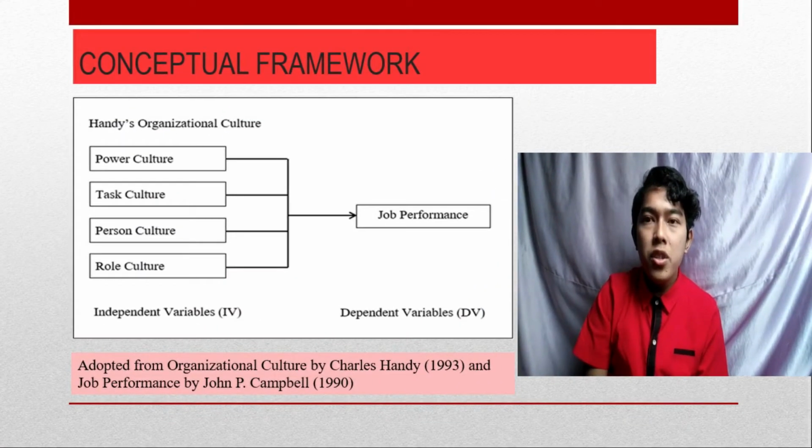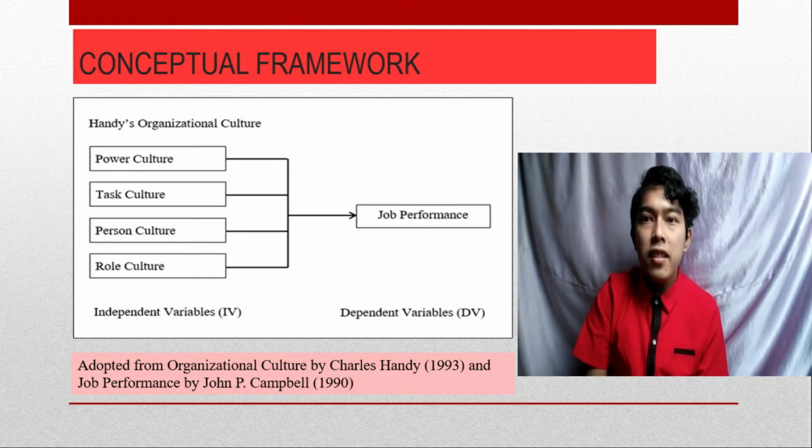As for the conceptual framework, the study was adapted from Charles Handy's organization cultures, which consist of power culture, task culture, person culture, and role culture. Besides that, the job performance was adapted from Campbell 1990.